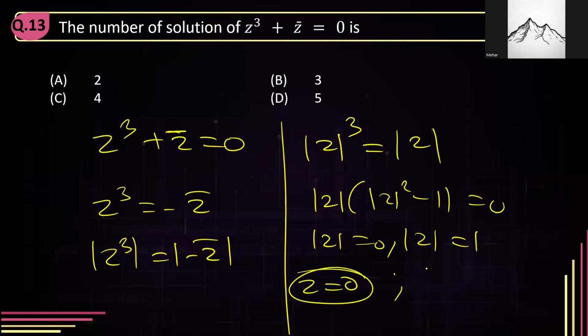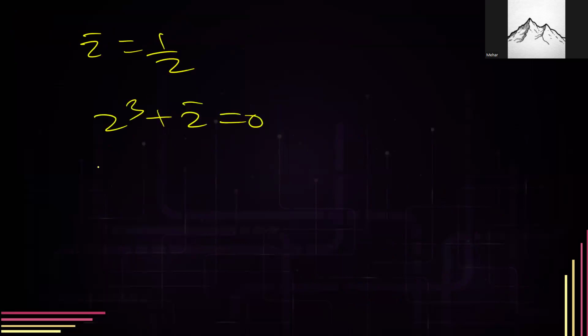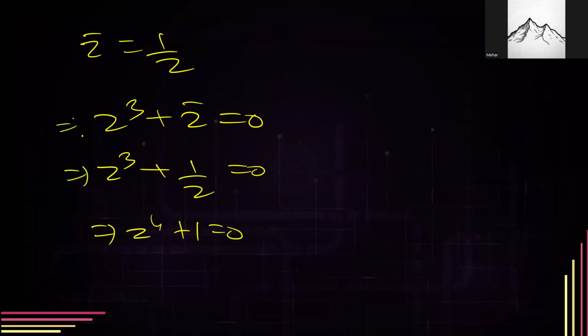And mod z is 1 is same as saying z bar is equal to mod z whole square, which is 1. Because mod z is 1, mod z square is also 1 square, which is 1 only. So z bar is 1 gives you z bar equal to 1 by z. And once you know that z bar is same as 1 by z, in the equation given z cube plus z bar equal to 0, we can also write z cube plus 1 by z equal to 0, which will give you z power 4 plus 1 equal to 0. That means this is going to have 4 solutions. Fourth degree equation will give 4 solutions. And z equal to 0 is another 1 solution.